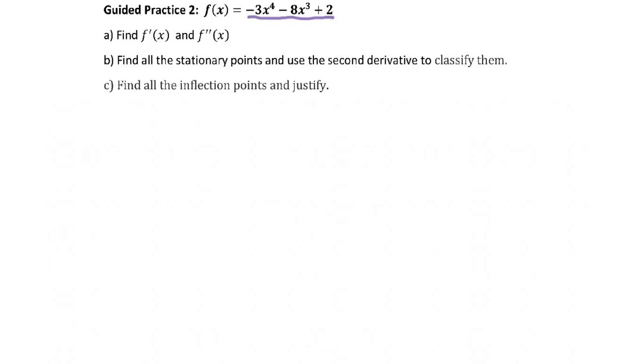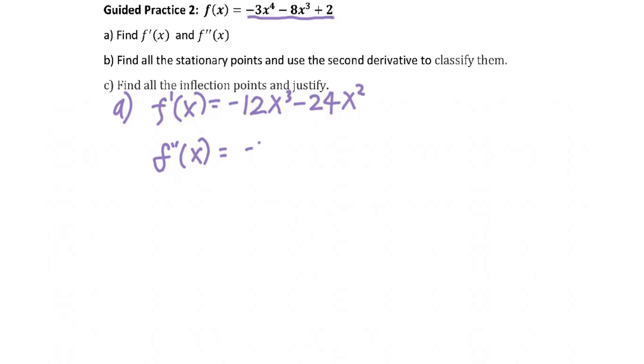And find the first derivative and second derivative. So you will get f prime of x equals negative 12x to the third power minus 24x squared. For the second derivative, you will get negative 36x squared minus 48x.